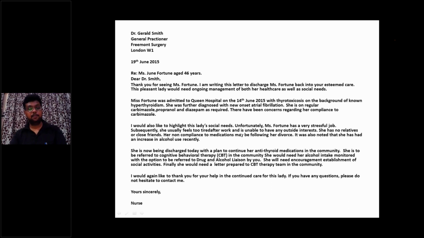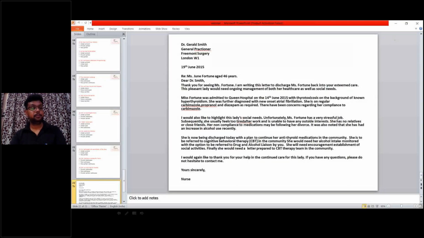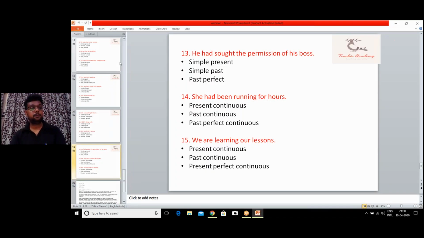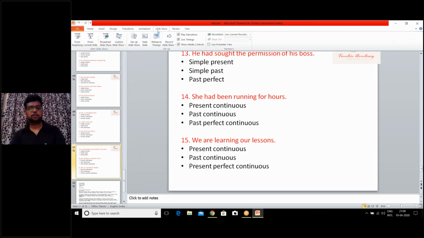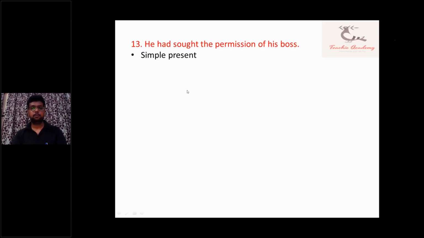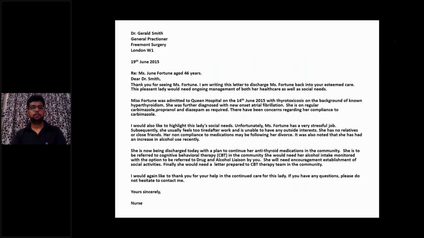Now, the next sentence. There have been concerns regarding her compliance to carbimazole. Fine. Let us take the next paragraph.